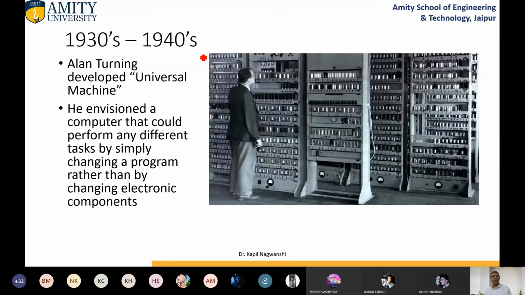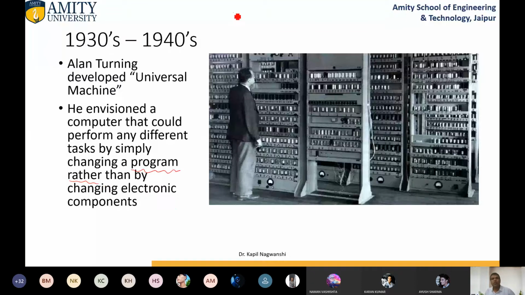Come to the 1930s. Between the 1930s and 40s, Alan Turing developed a universal Turing machine. This is also known as the universal machine. Here, unlike the previous machine, we need not change the wiring. He envisioned a computer that could perform any task by simply changing a program, rather than by changing the electronic components.